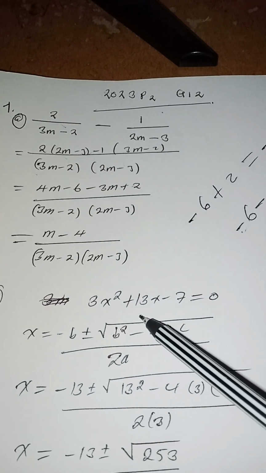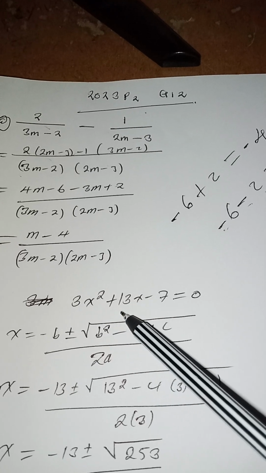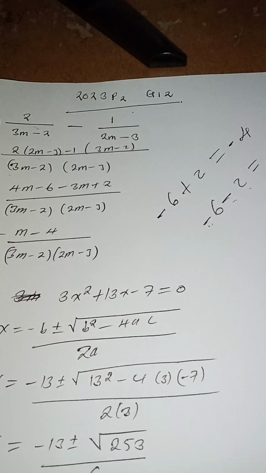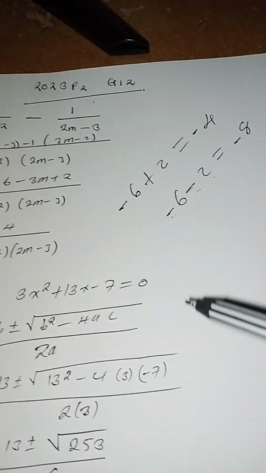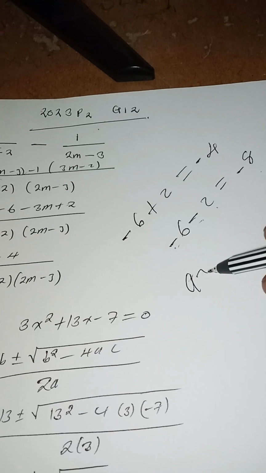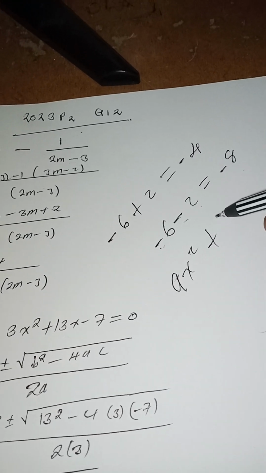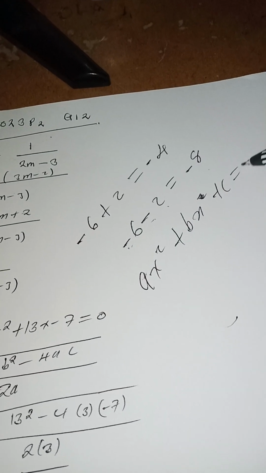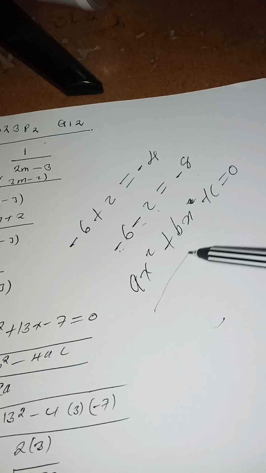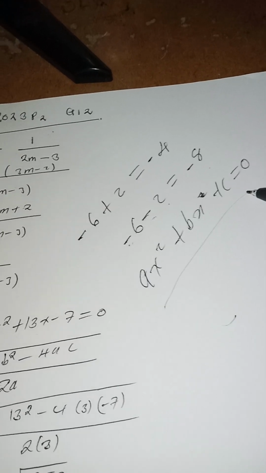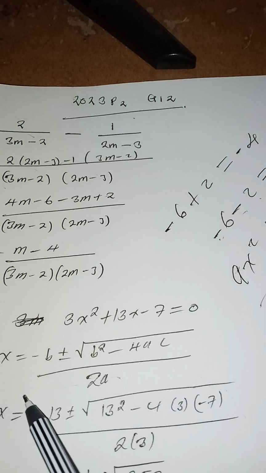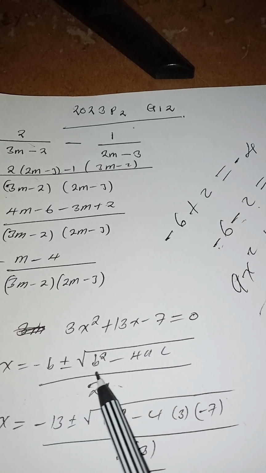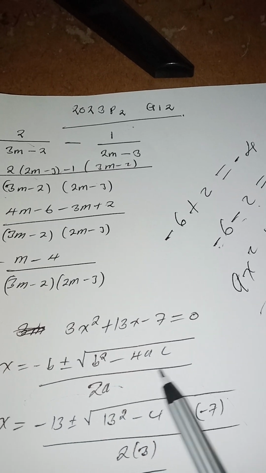Now part B, they were saying solve the equation 3x squared plus 13x minus 7 is equal to 0. This is a quadratic equation, and we're asked to give the answer to two decimal places. Once your equation is in this format, ax squared plus bx plus c is equal to 0, then this is a quadratic equation in standard form. So you can use the quadratic formula, which states the variable x will be given by x is equal to negative b plus or minus the square root of b squared minus 4ac, over 2a.